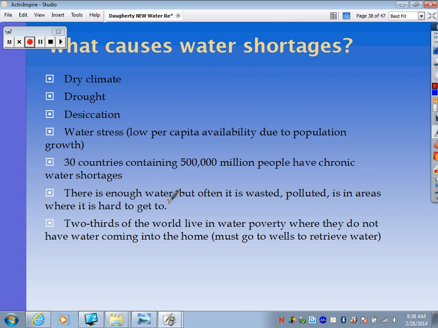30 countries containing 500 million people have chronic water shortages. There is enough water, but it's often wasted, polluted, and it's in areas where it's hard to get to. And two-thirds of the world live in water poverty, where they do not have water coming into the home.